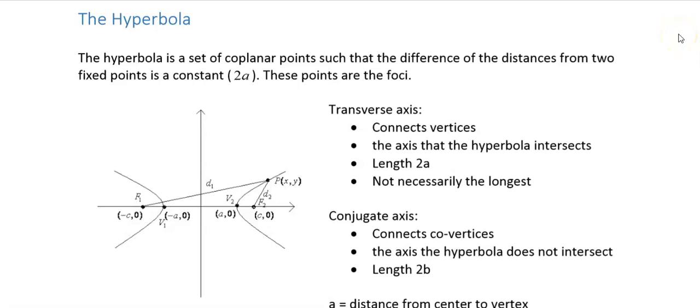Hello, welcome back to our next lesson on conic sections. Today we're going to look at the fourth and final of the four conic sections, and this one is called the hyperbola. This one can be a little bit tricky to get the equation of or to graph, but it's very, very similar in some regards to an ellipse.